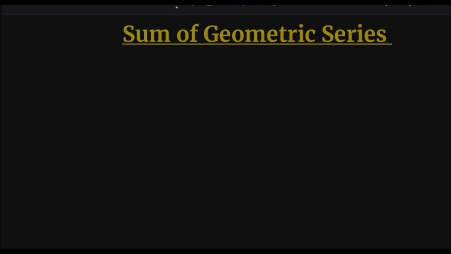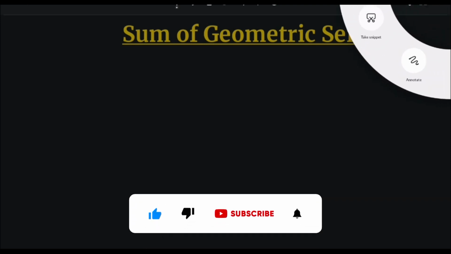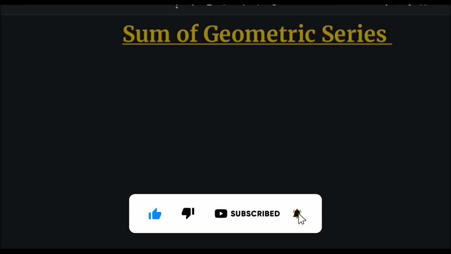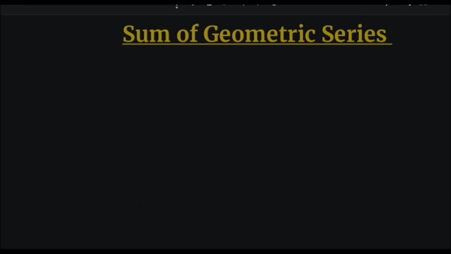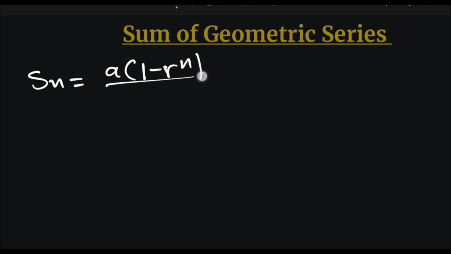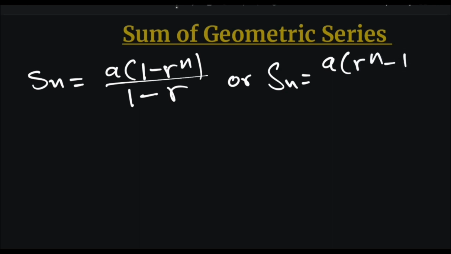In this video, I want us to look at the sum of the geometric series, or the geometric sum. The geometric sum is given by the following formula: Sn is equal to a times (1 minus r to the power n), all divided by 1 minus r. Or Sn is equal to a times (r to the power n minus 1), all divided by r minus 1. The only difference between the two is that you flip the r and the 1. You just take 1 to the other side and r to the other side.